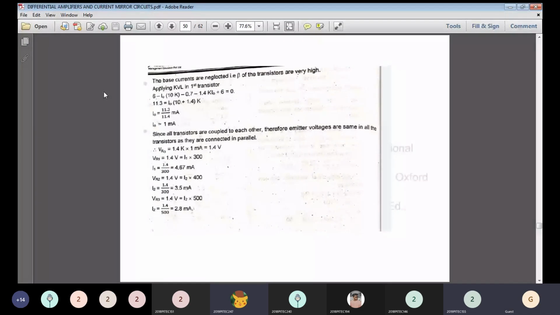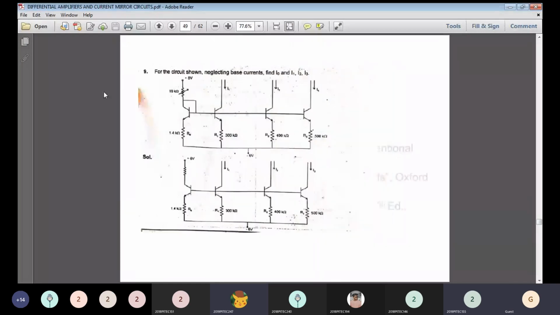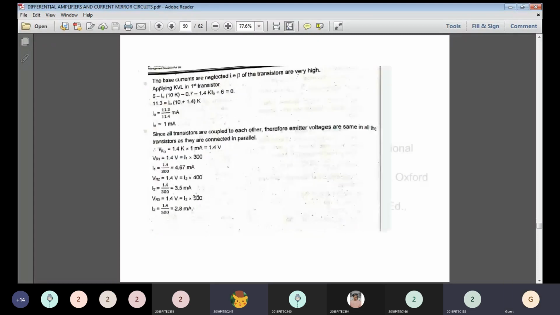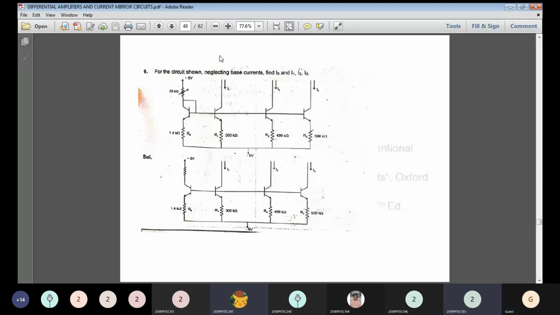So while neglecting all the base currents, what happened? The beta of the transistors is very high. So first you apply KVL in the first transistor. First you are going to calculate I0, then I1, I2 and I3. So before moving on to the derivation part, you convert this diagram and then solve for I0. The overall output value is I0.